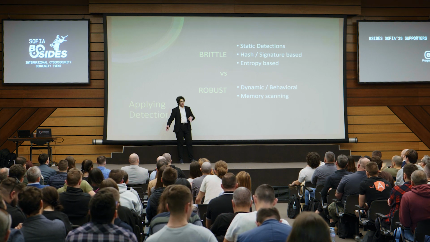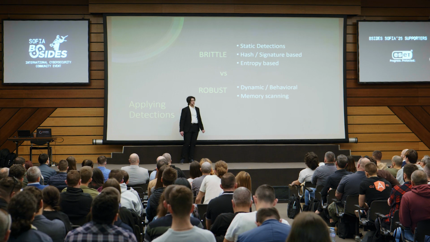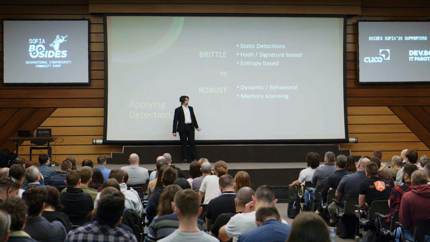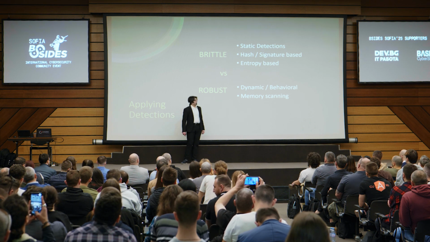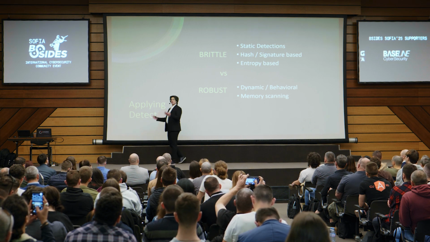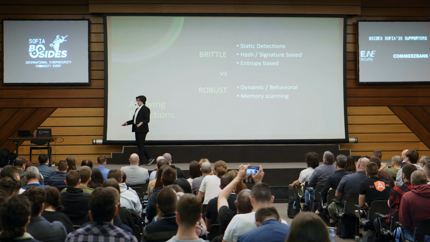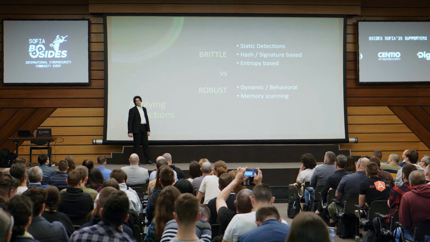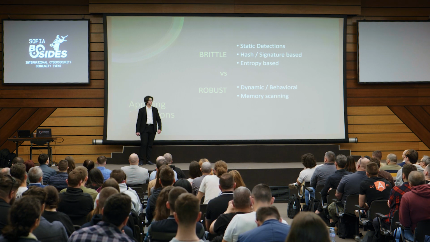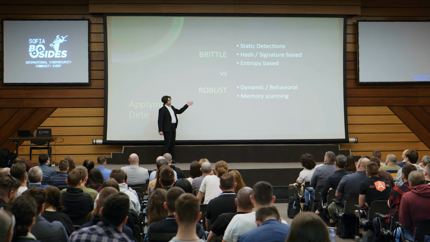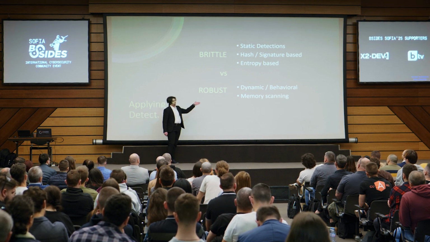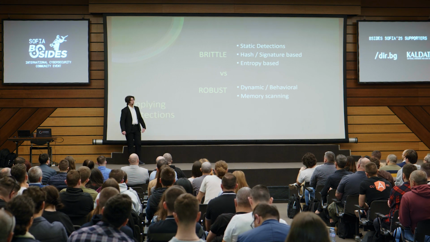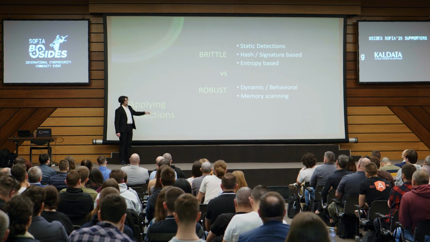But the cool part of the EDR is the robust detection. The robust detections are the dynamic detections or the behavioral detections. It also includes memory scanning. What do we mean when we say behavioral detection? If we have an application that for some reason opens Notepad and Notepad starts talking with the internet, okay, it's weird. Something goes wrong. This behavior can be flagged by an EDR with a dynamic or behavioral detection. You can basically write something like a playbook for your EDR to catch this type of behavior.